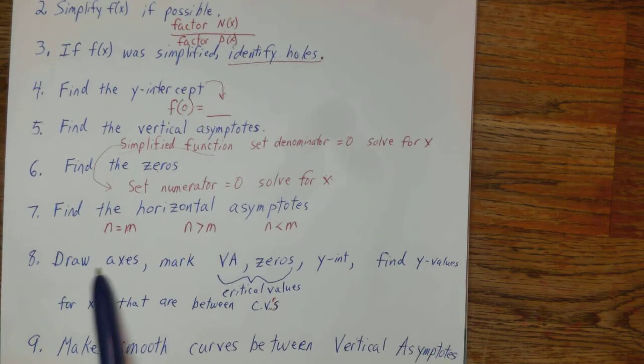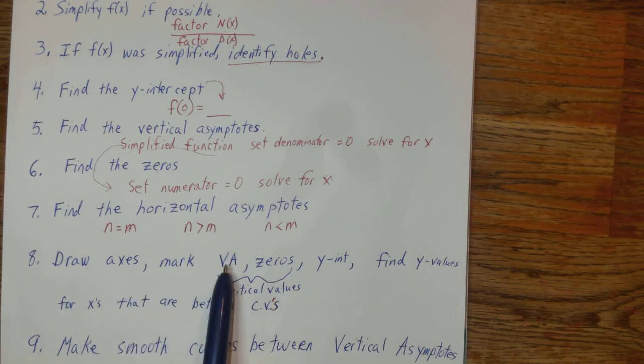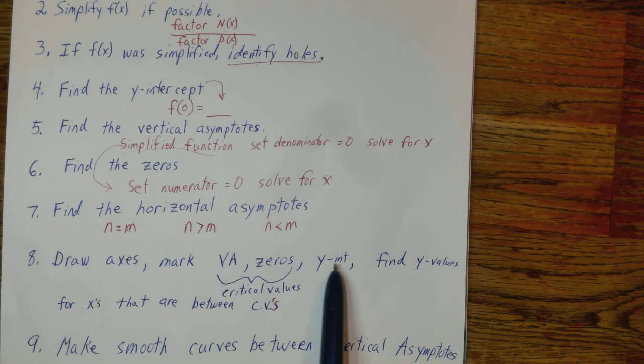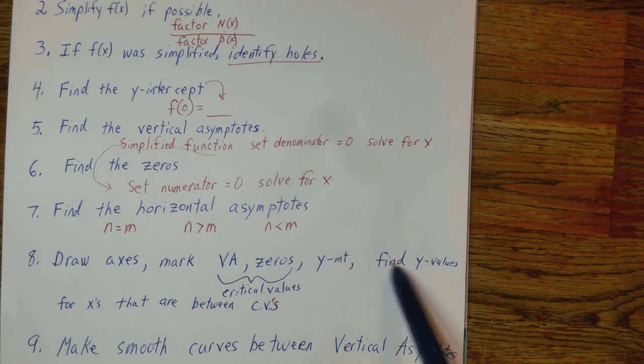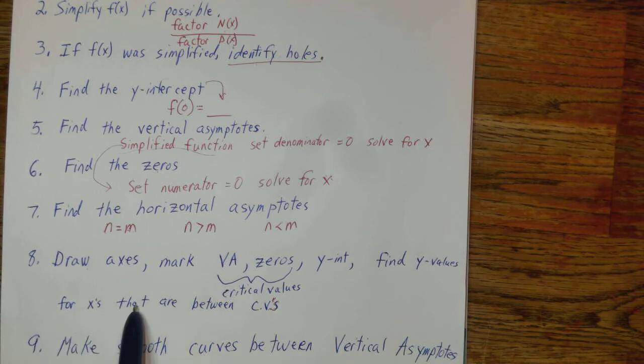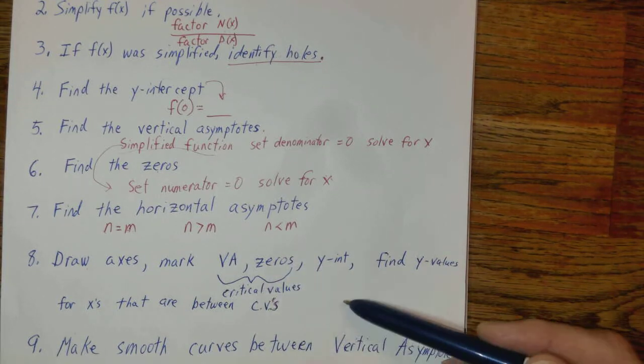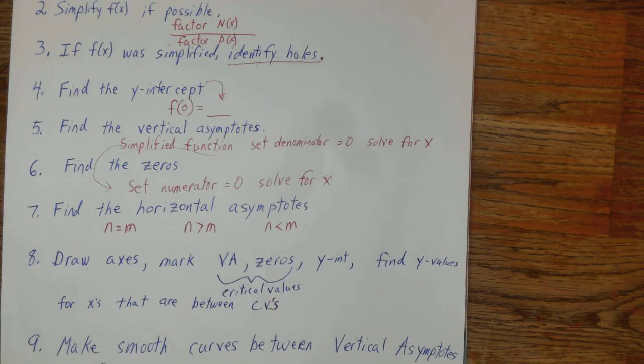Now this might seem complicated, but it's not that bad. We just need to get a general idea of where some of the points are. You draw your axes. I want you to mark your vertical asymptotes, if any. Mark your zeros. I'm going to call those the critical values. Go ahead and put your y-intercept on the y-axis. Then find the y values for the x's that are between these critical values. And then you'll have some of these points for between the critical values, and that'll help you do number 9.